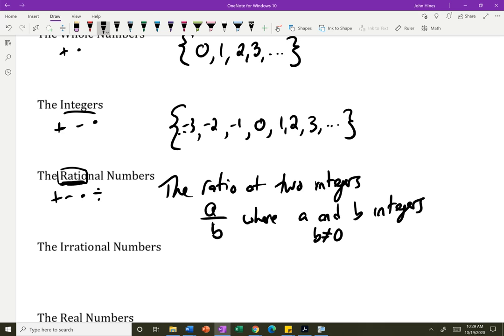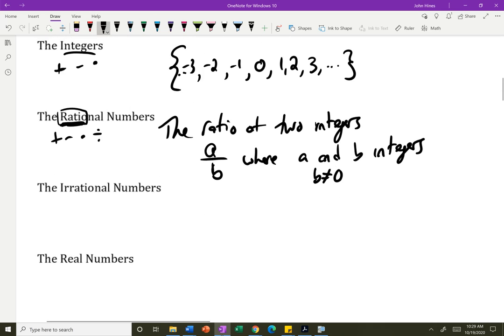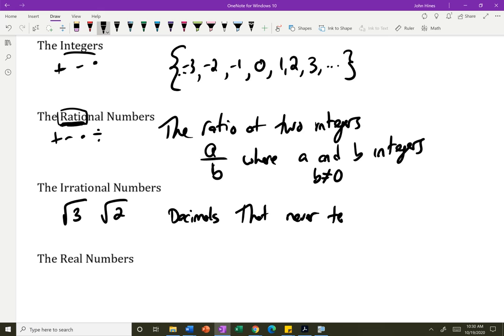Then we get these other irrational numbers. Like if I take the square root of 3, the square root of 2, we get these crazy irrational decimals. These are decimals that never end or repeat. Decimals that never terminate or repeat. There's no pattern in them. So pi is an irrational number. Irrational numbers are any real number that's not rational.